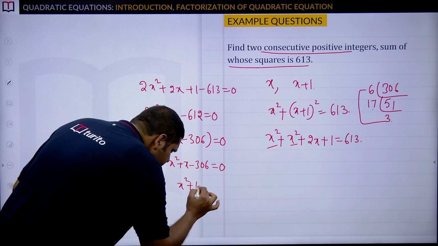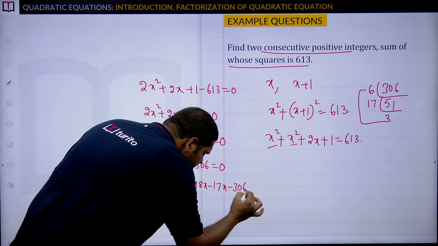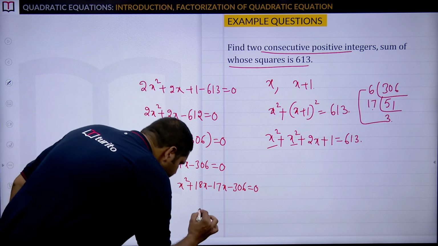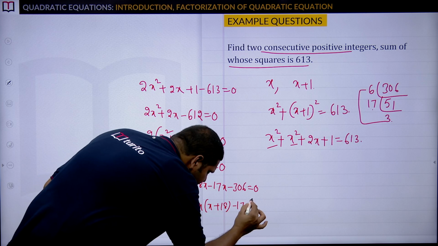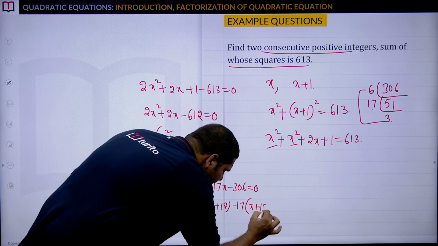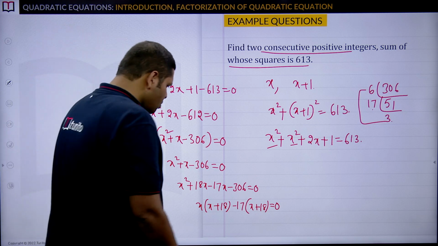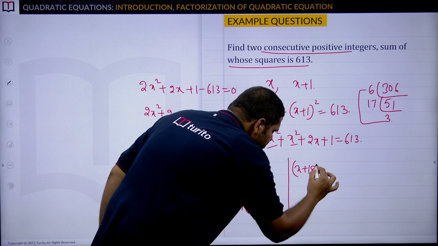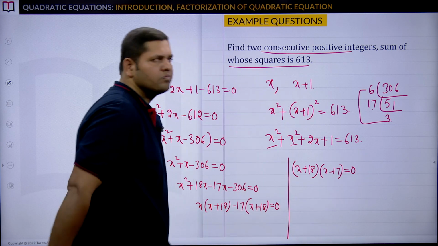So, I am writing this as plus 18x and minus 17x and minus 306 equal to 0. Then, children, take x common here. So this is x plus 18, and take minus 17 common, this is x plus 18 equal to 0. Then taking the overall common x plus 18, this is x minus 17 equal to 0.